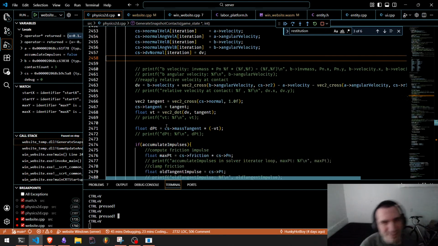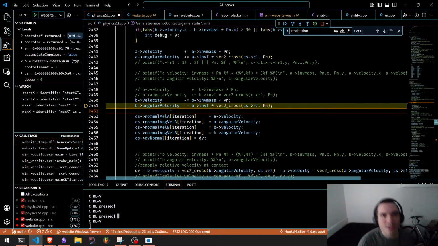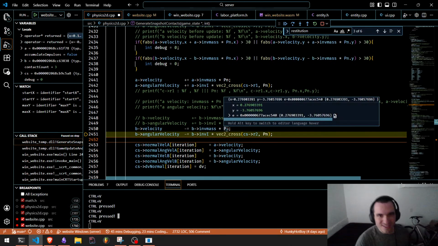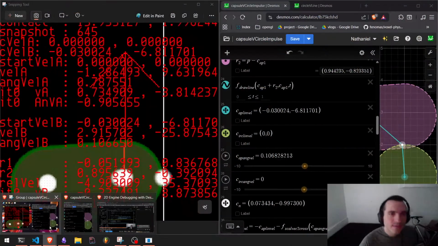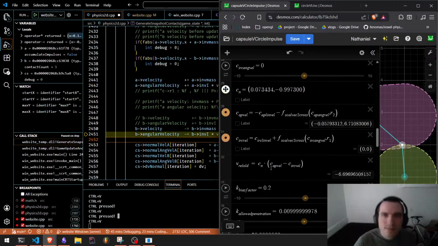Oh, that's because we still need to add the tangent velocity. But I'm still incredibly concerned with oh. The impulse. I said oh, but I'm still wrong. This is tricky.